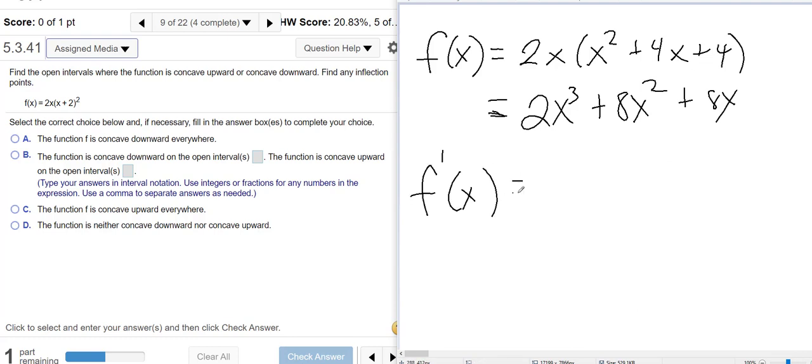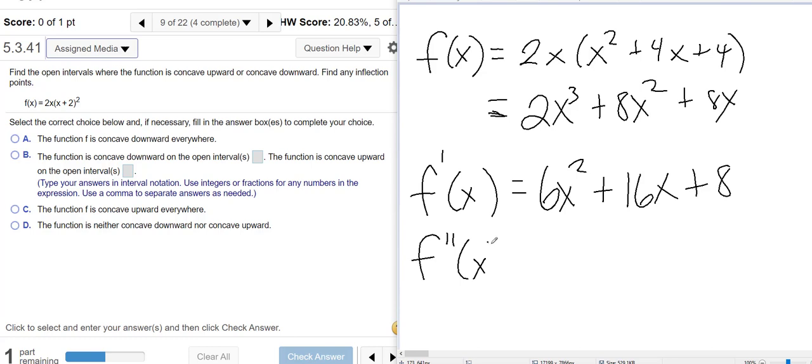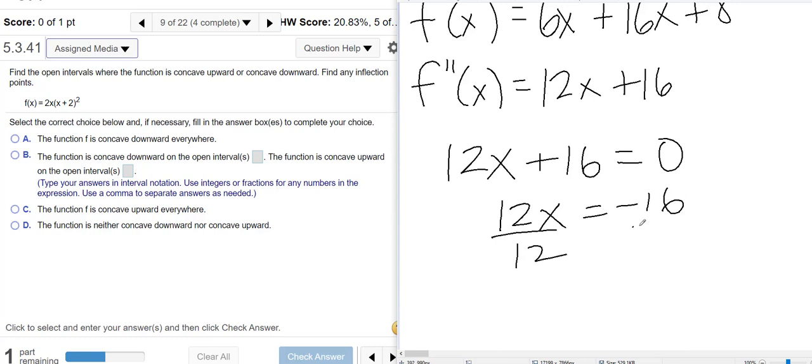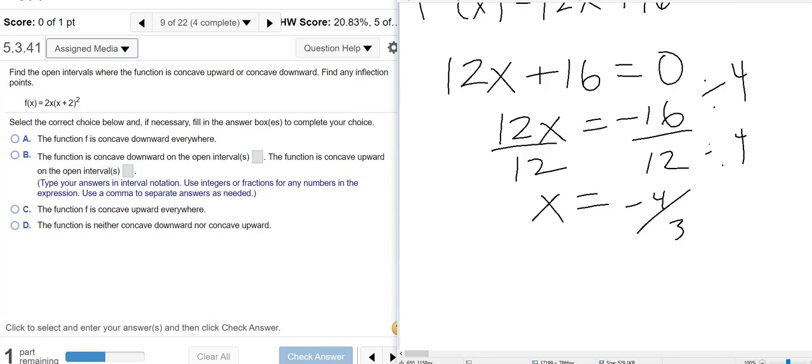F prime of x is 6x squared plus 16x plus 8. I'm using the power rule on all of these. And then the second derivative is 12x plus 16. Set the second derivative equal to 0 to find your point of inflection, if it exists. This time it's a decimal, no big deal. Divide 4 into that, divide 4 into that, so x is negative 4/3.